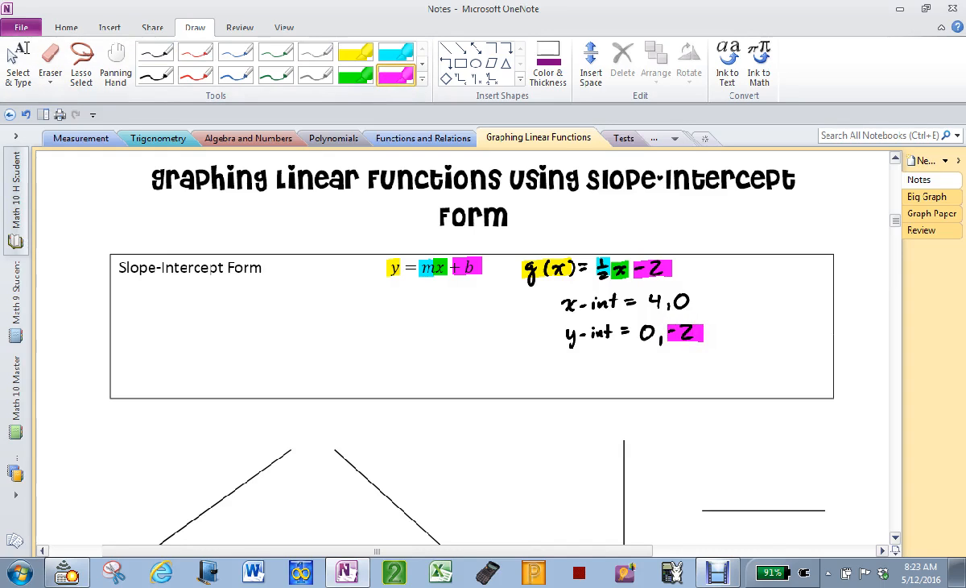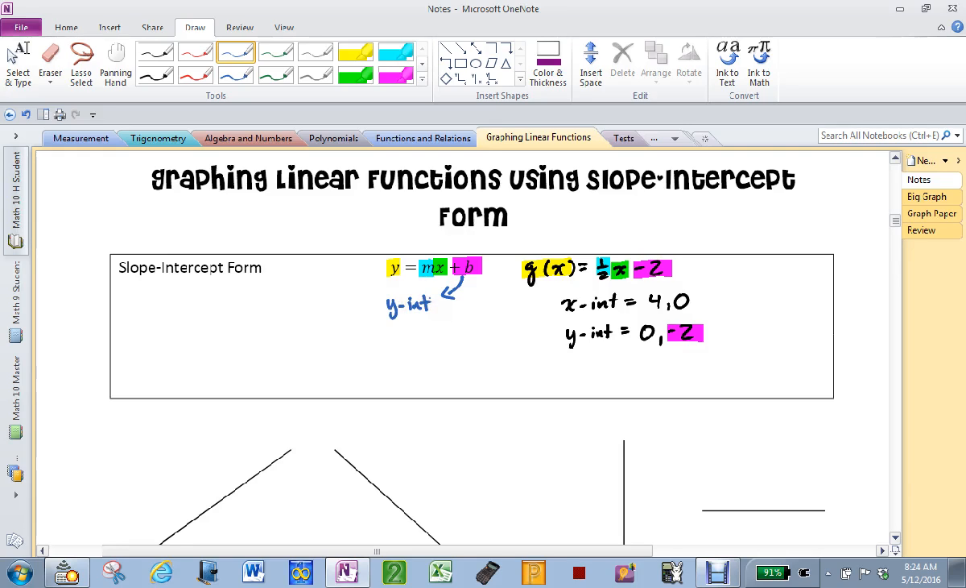What do you notice about everything I have highlighted in purple? It's the constant, right? The constant here was b, and it was the y-intercept, correct? So what does that tell you if I have a function written like this, or an equation written like this? What does that tell you about whatever that constant is? It's always going to be the y-intercept.